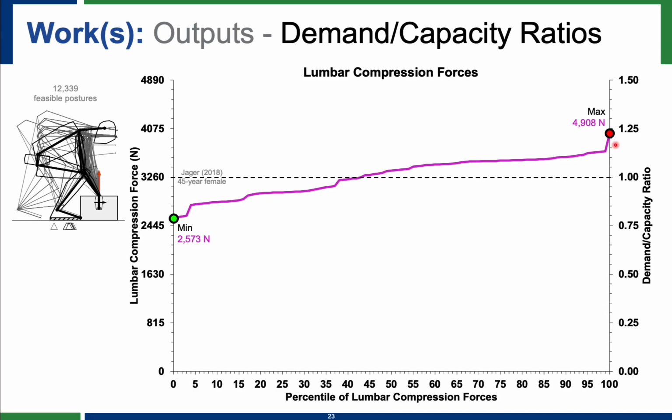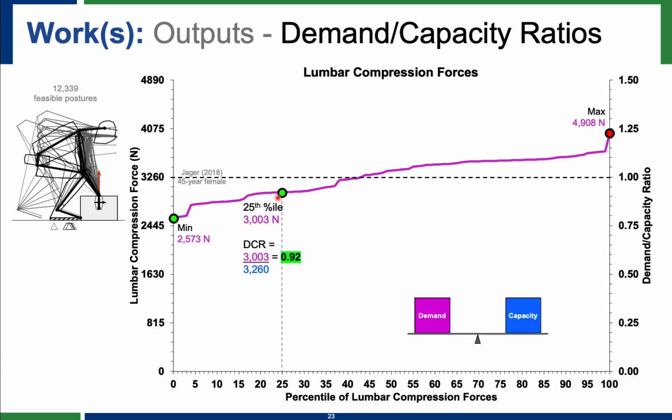So the question is, is this task acceptable or not? What we recommend currently, and we're working with some partners to create some validity for this, is that we would use the 25th percentile risk. People can't do it in the best possible way, but they're probably surfing somewhere down in the optimal range. And of course, what might be optimal for compression may not be optimal for the shoulder. They may be counterpoints to each other. But in this particular case, the 25th percentile compression of 3,000 is under the limit, and would have a risk score of 0.92. So we would consider this task acceptable because at least 25% of the feasible postures could be done in an acceptable way.